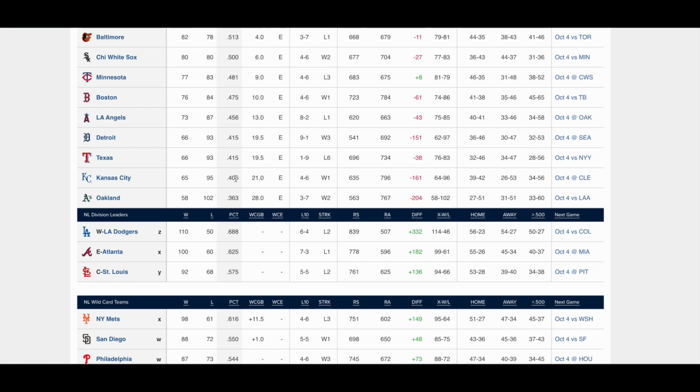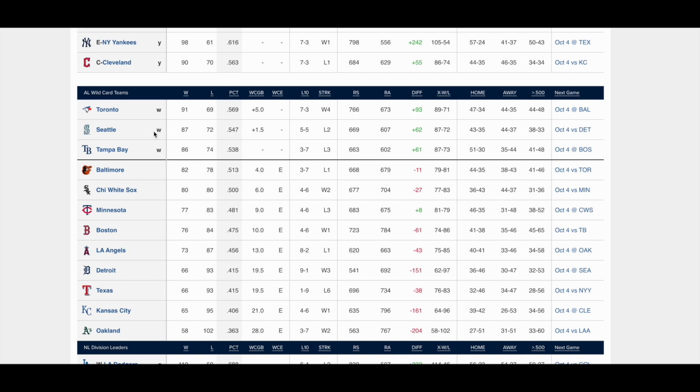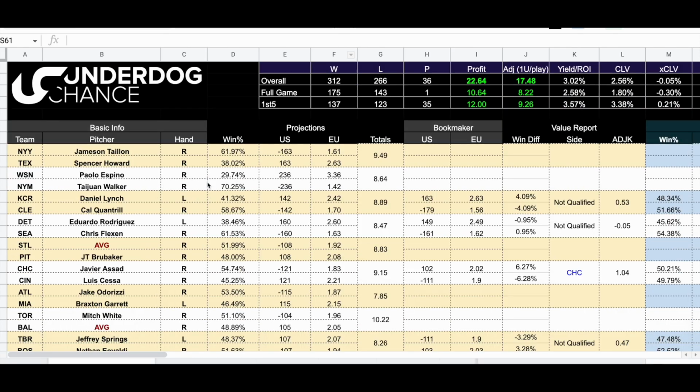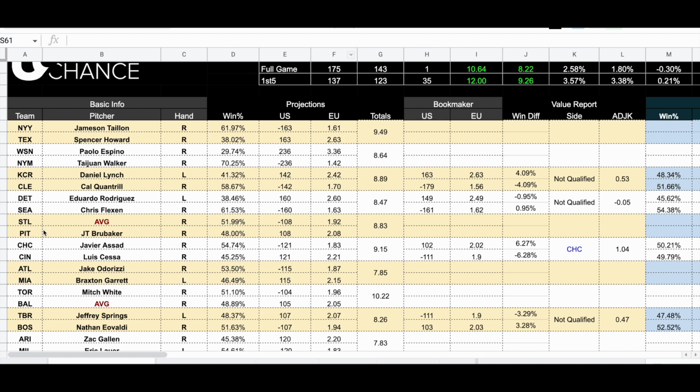Seattle, as you will see, they are already in the playoffs, and Detroit is out of the playoffs. So we will see the game later, but no bet and no value. St. Louis, Pittsburgh, I have for St. Louis an average number because they will change some pitcher, I think, or we are not sure who will pitch, so I will stay away from this game too.